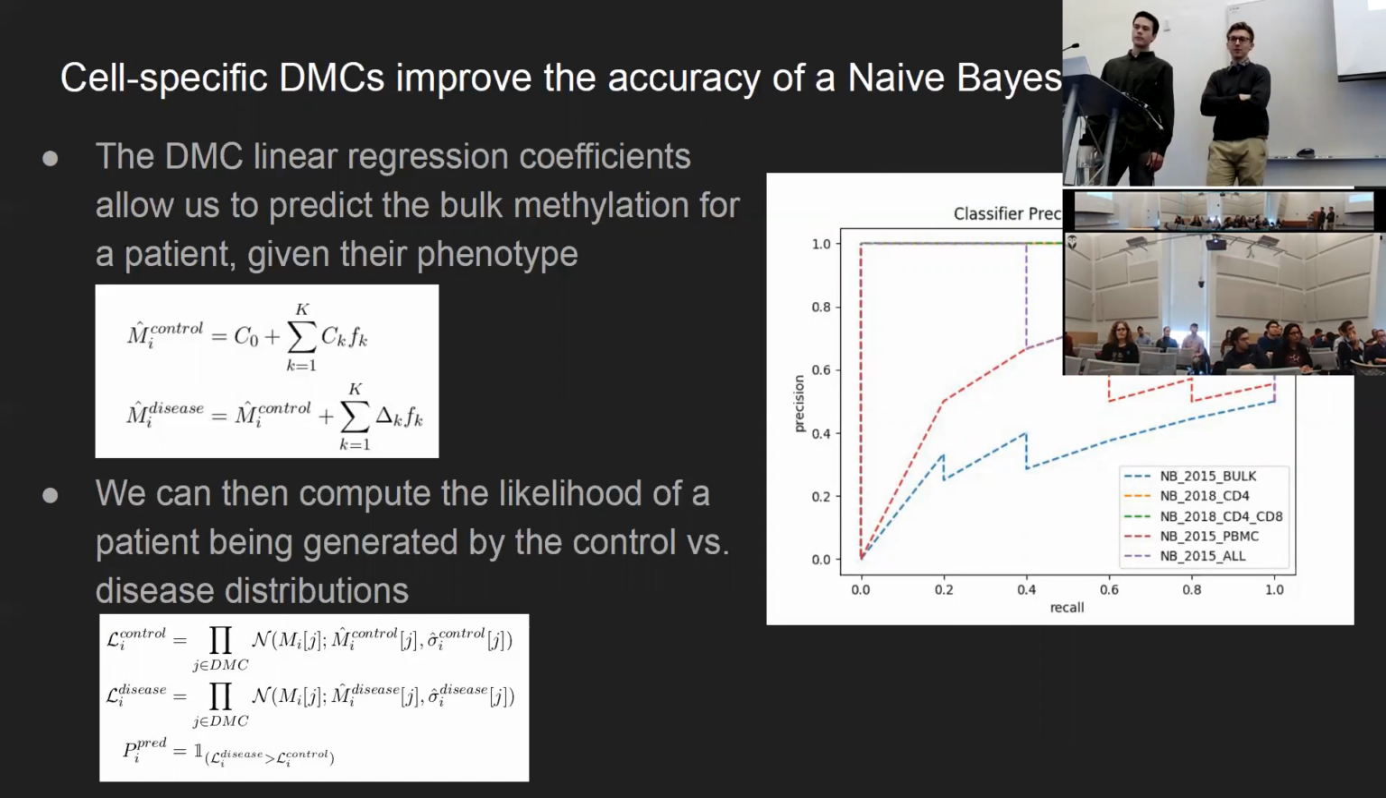The other question that I have is there's a lot of methylation probes out there. How do you deal with multiple hypothesis testing? Yeah, so I believe we used a Bonferroni correction.